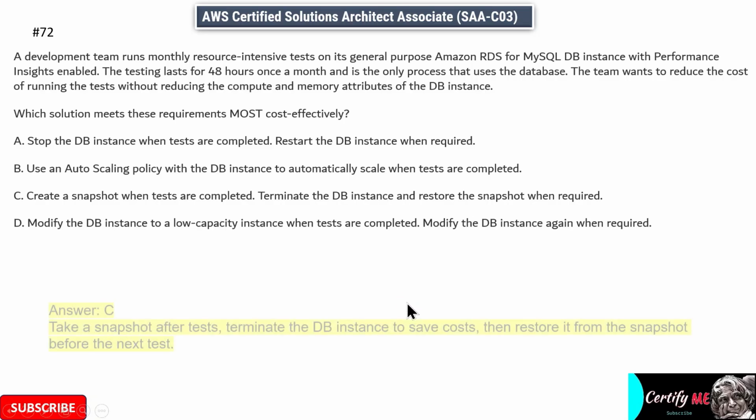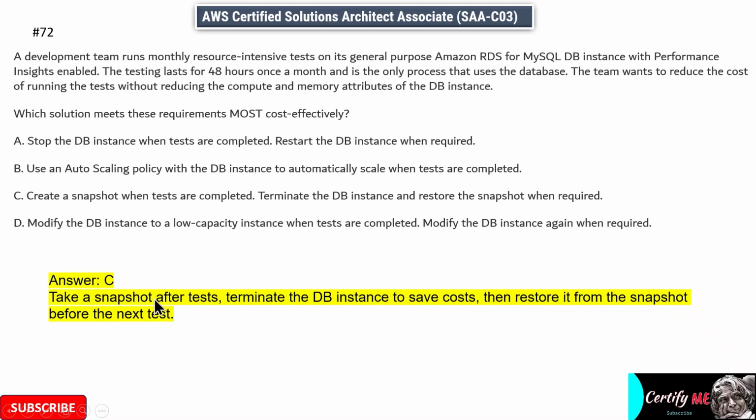The correct answer is option C. Take a snapshot after tests, terminate the DB instance to save costs, then restore it from the snapshot before the next test.